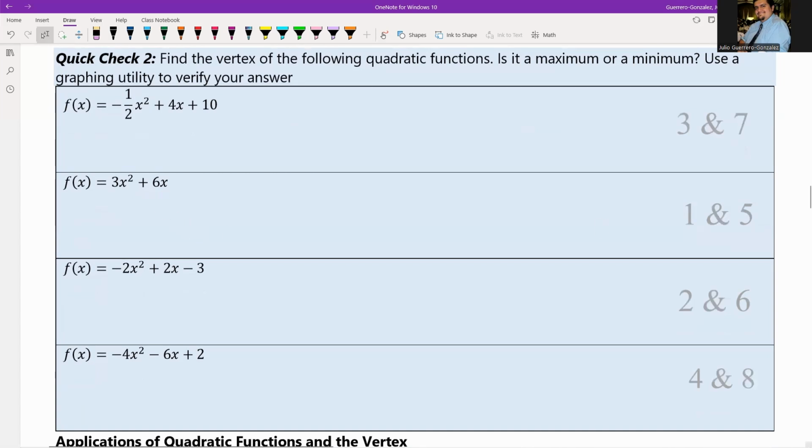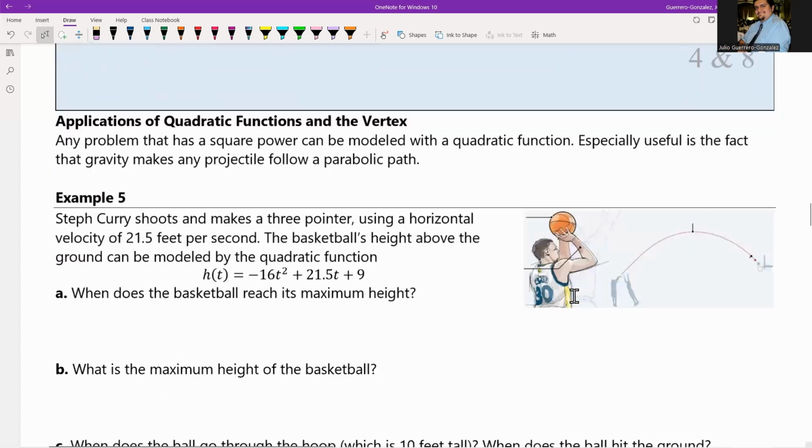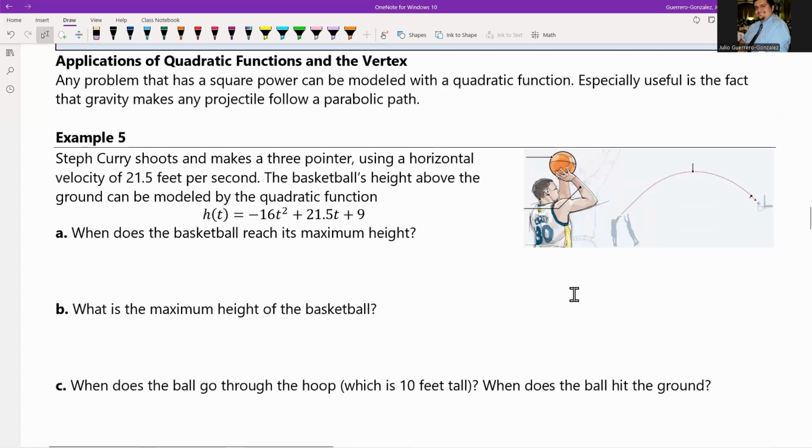Okay. Now, more importantly, I want to get into applications. Okay. It turns out a fair amount of stuff, in particular in physics, has the shape of a parabola, has the shape of a quadratic function. So that's exactly what I want to show you guys this time around.